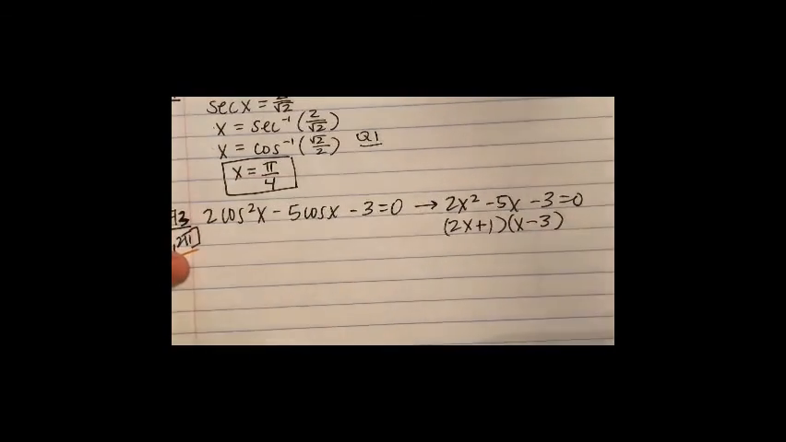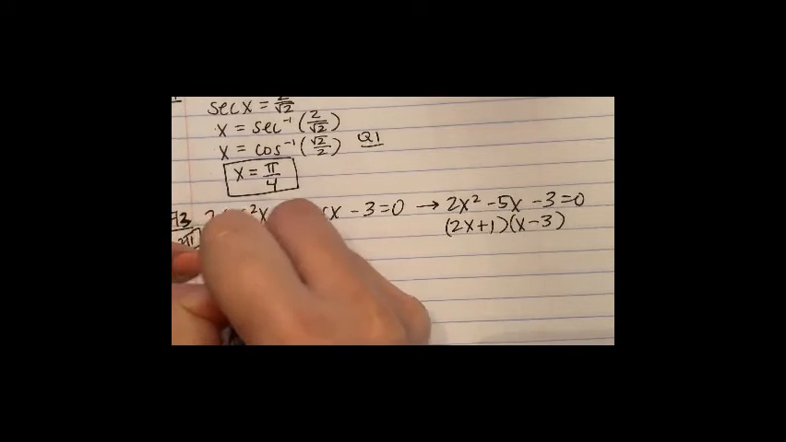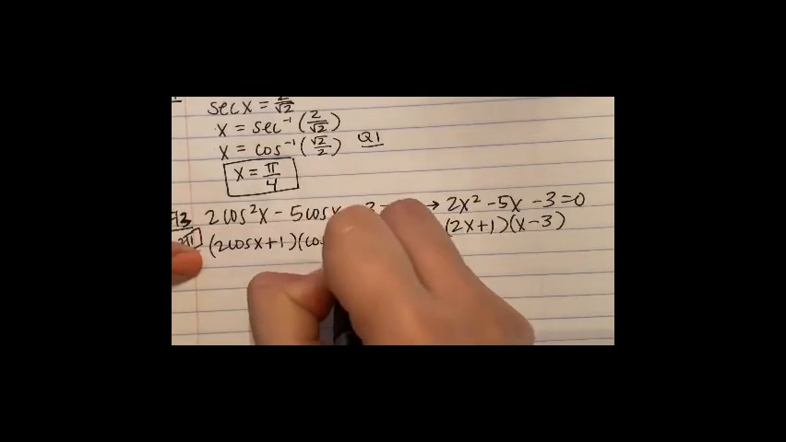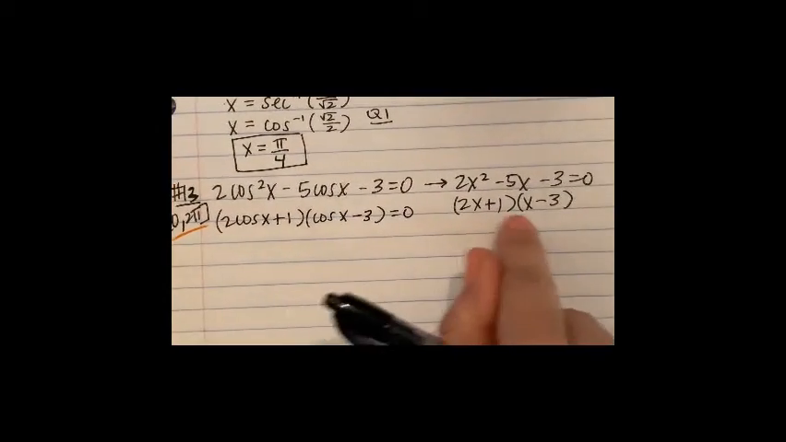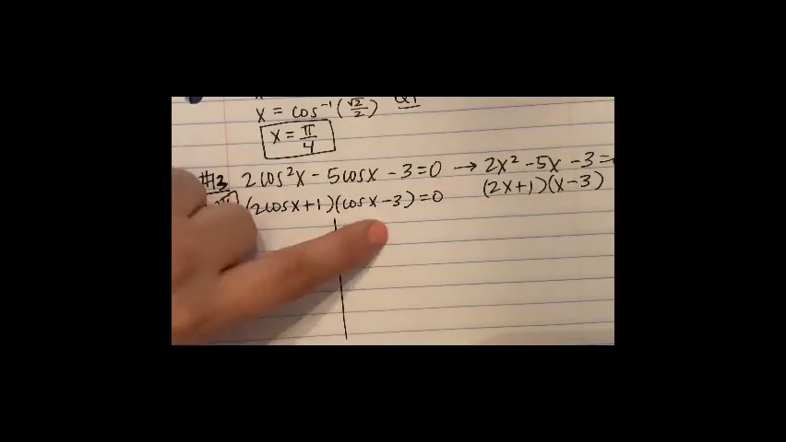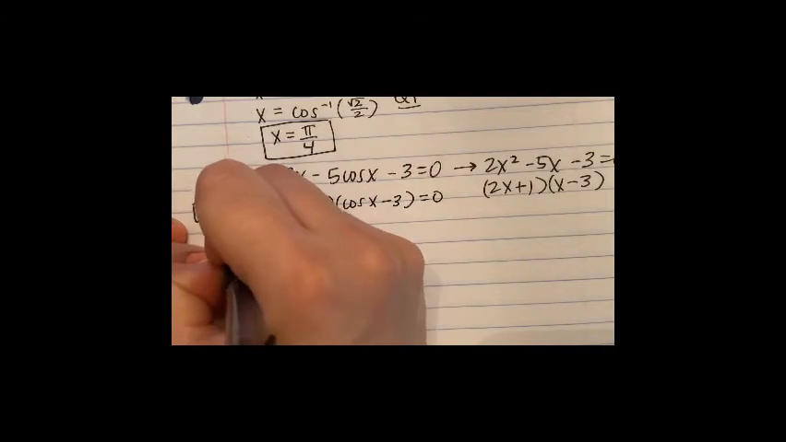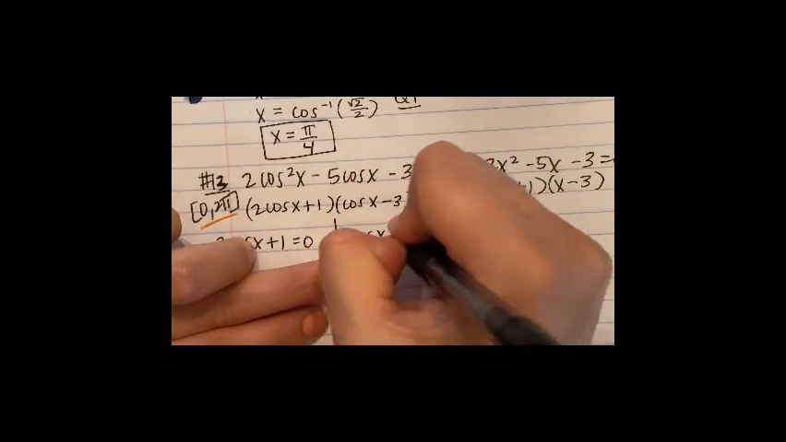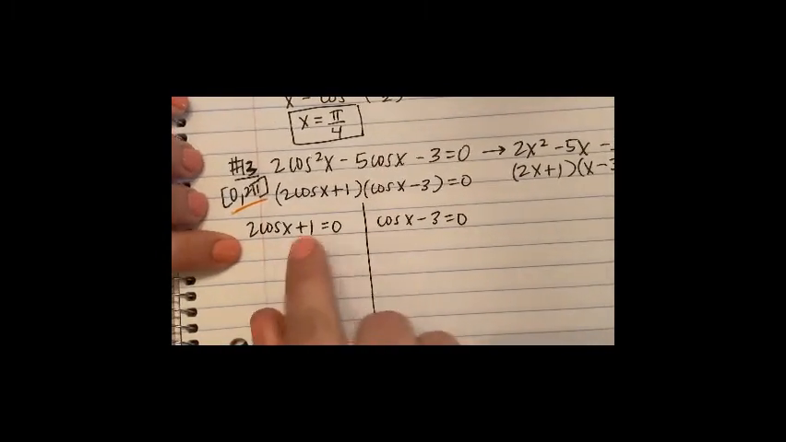So my function will now say 2 cosine x plus 1 and cosine x minus 3, it all still equals 0. So I factored it, put the cosines back in. Here, I again have 2 different problems that we need to solve. So let's rewrite them and set them equal to 0. I'm going to work on this left side first. So let's get x by itself.